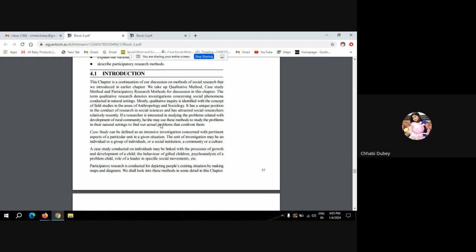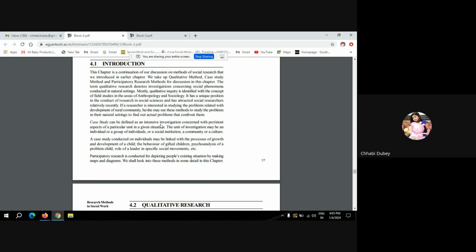Now, one of the first methods here is the case study method. This is a method which is quite an intensive investigation, which is concerned with the pertinent aspects of a particular unit in a given situation. So, for example, a case study could be done for a particular community, or say a village or a tribal group. It could also pertain to a particular organization, or to any specific unit in a given situation. It could also be in terms of any social institution.